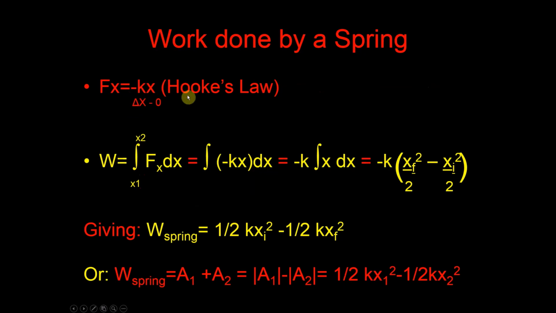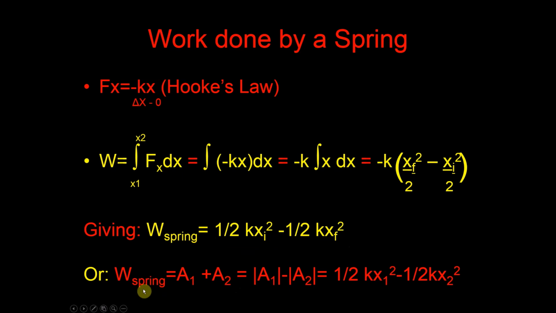If F equals negative kx by Hooke's law, we can perform an integral instead of messing around with taking empirical data and plotting out a graph. So work here is Fx, which is negative kx dx. Integrating this and taking the constant out gives us x dx, or negative k times xf squared over 2 minus xi squared over 2. So the work done by the spring, as found by Hooke, becomes half k xi squared minus half k xf squared.